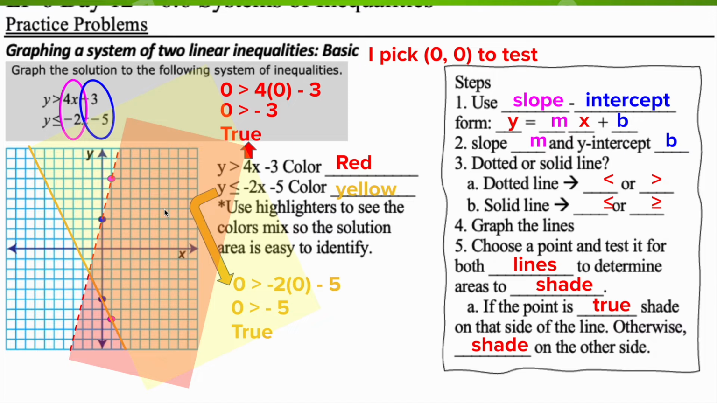But hey, if you have highlighters, then they mix together. If you use red and yellow, you'll get orange. If you use red and blue, you'll get purple. So very easy way to mix those colors so that you can see how they're coming together. If you use green and yellow, you'll get blue, things like that. So you can definitely see those solution areas very quickly.